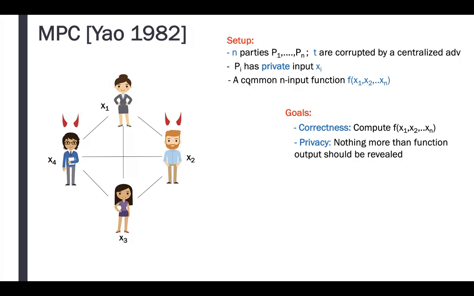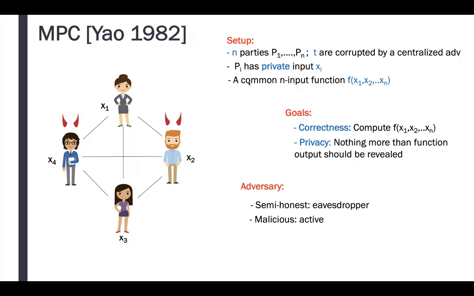Now the goal of MPC is first correctness, that is, the parties would like to compute the function f on their private inputs, and secondly privacy, which means that nothing more than the function output should be revealed. Now notice that if we have just the correctness requirement, then MPC is a very easy problem to solve. It is the privacy requirement which makes MPC a very challenging problem.